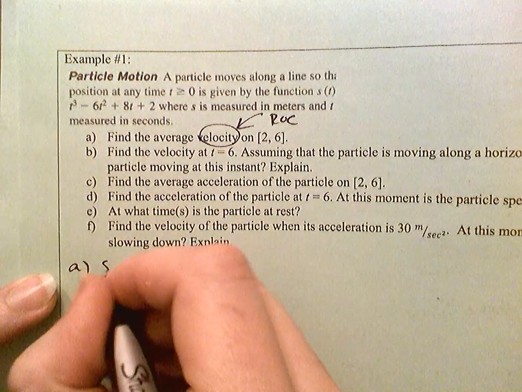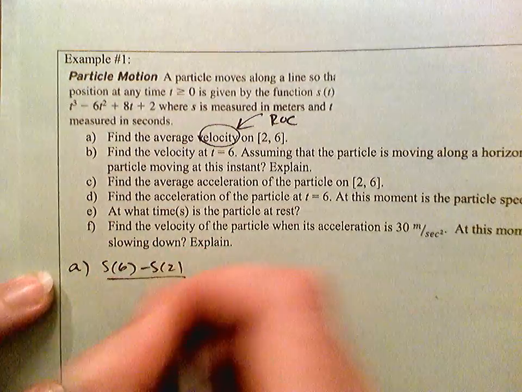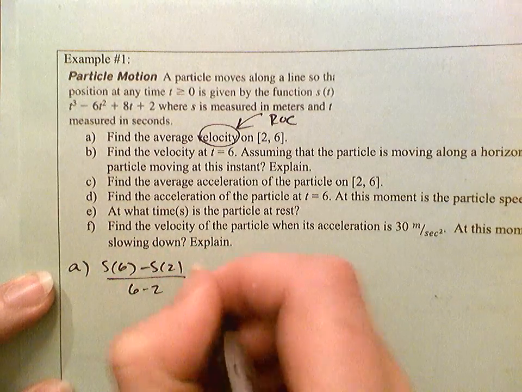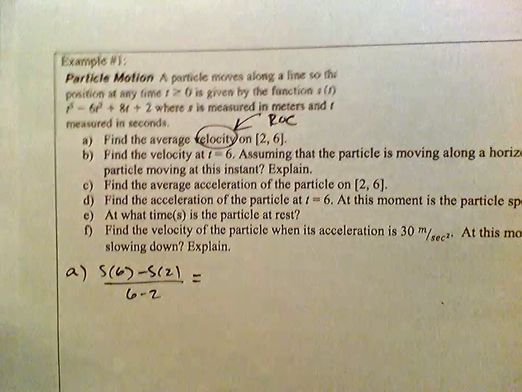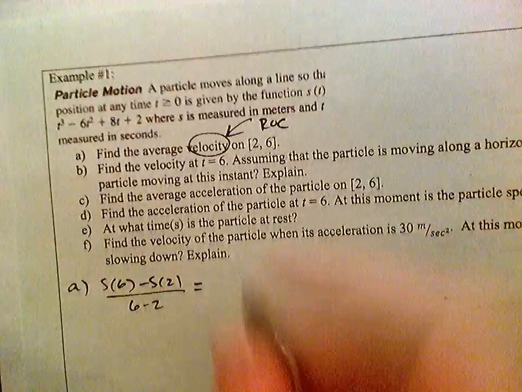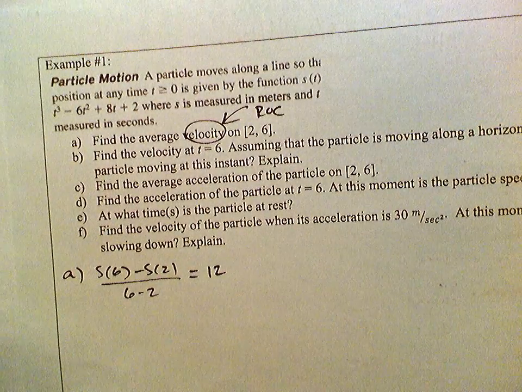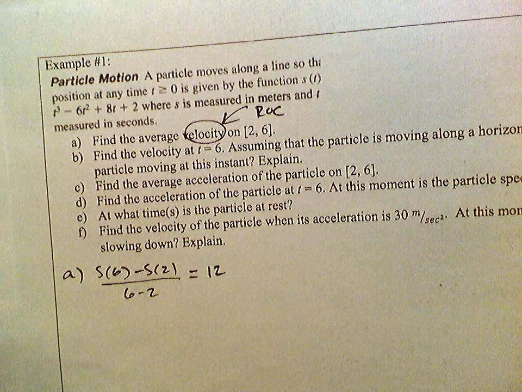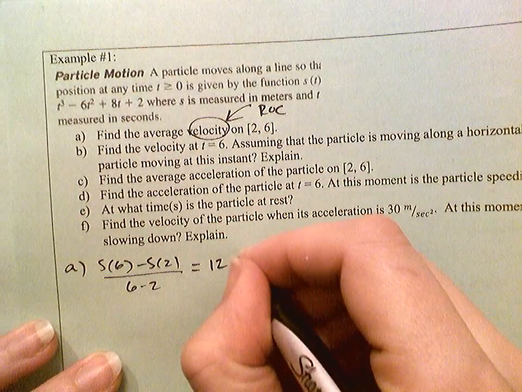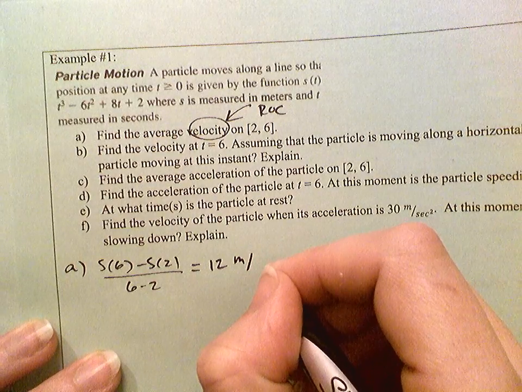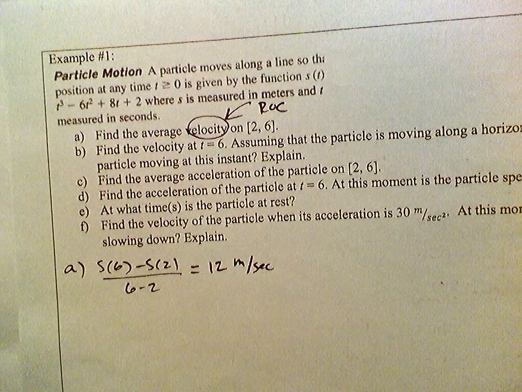So we're just going to go s of 6 minus s of 2 all over 6 minus 2. And I did this earlier, so I'm just going to go fast and say what I got. I got 12. Now, what's changing? The position. The position's measured in meters. It's changing over time, so this is meters per second, right? Yes. Meters per second. So that was A.